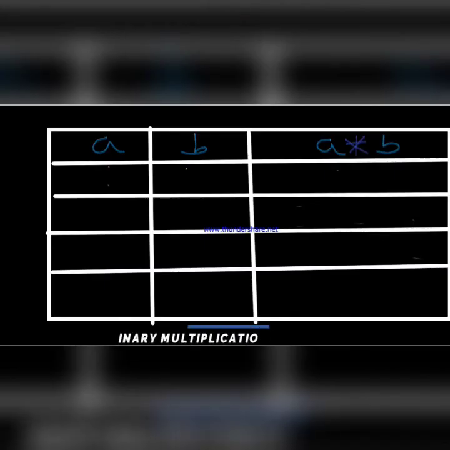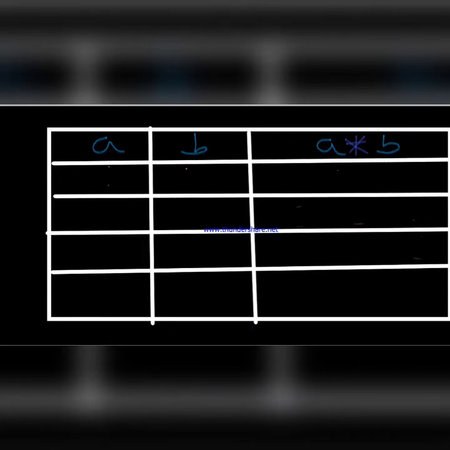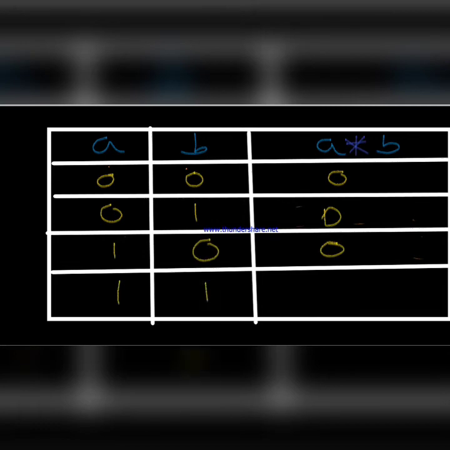The next concept is binary multiplication. The rules for performing binary multiplication are the same as those of the decimal number system. For that, 0 multiply 0 is 0. 0 multiply 1 is 0. 1 multiply 0 is 0. And 1 multiply 1 is 1. So this is easier than the subtraction.